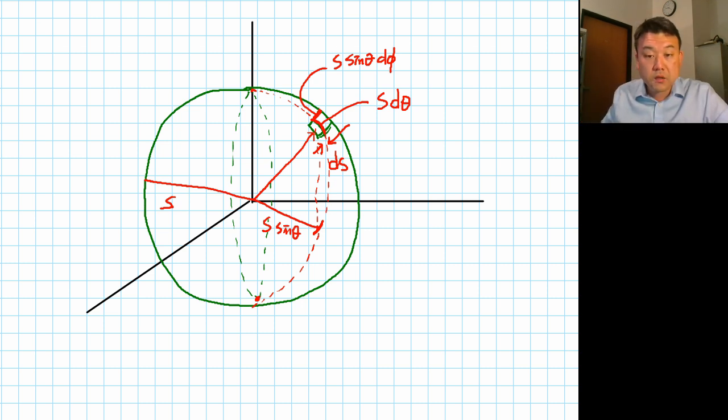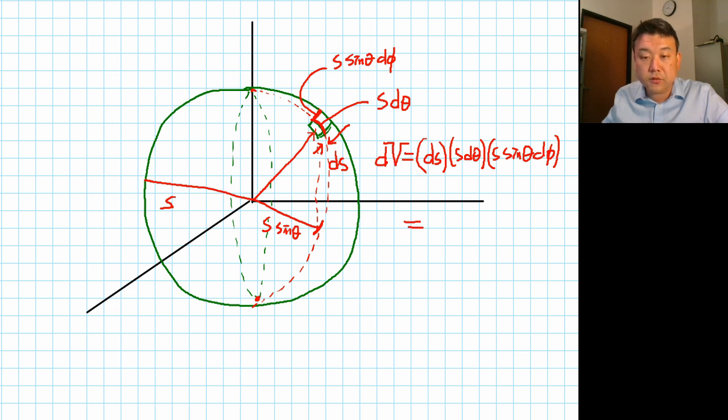So I can say the volume element dV is equal to the product of ds times s d theta times s sine theta d phi. Or if you want to make this all look pretty, you could factor out the two factors of s in front: s squared, and I have one function of theta, sine theta, and all the infinitesimals together, ds d theta d phi. So that's it. That's the volume element.